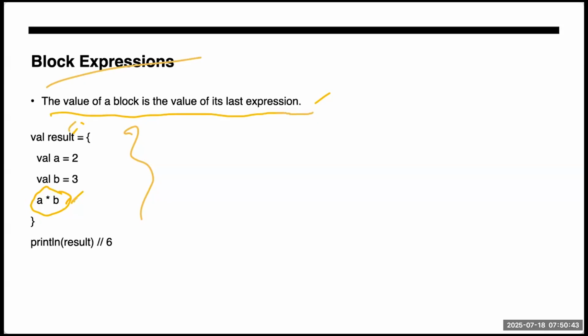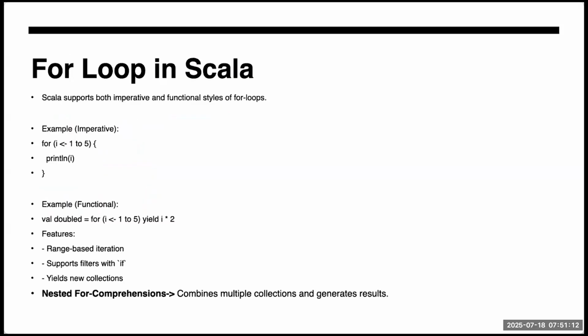Let's suppose you are doing many things inside it, and at the end whatever you return, it will assign that value to the result. So this we call the block expression. This is some way you can write programs in Scala, but these things you cannot write in Java. This way you cannot write block expressions. After that we have for loop and so on.